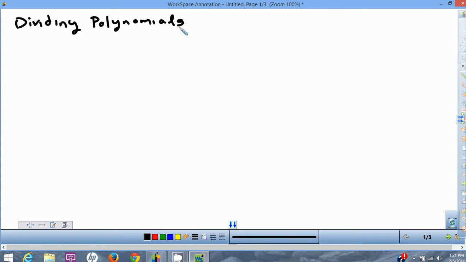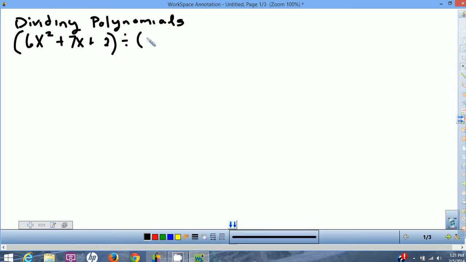Sometimes you run into polynomials where certain division problems can't be done using our little shortcut that we will learn in the next lesson. But we're going to be able to divide them. So the first problem we're going to do is 6x squared plus 7x plus 2 divided by the polynomial 2x plus 1. So that's our division problem.